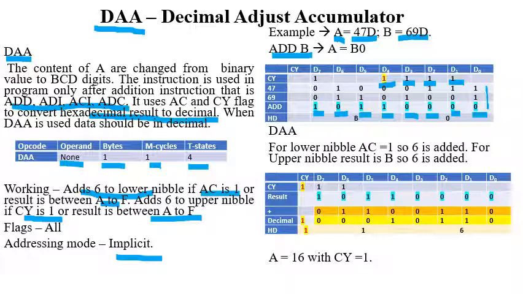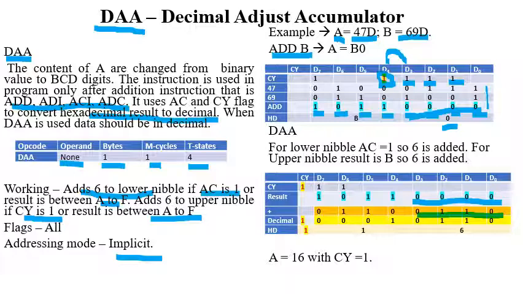Now we can see the result of lower nibble is 0 0 0 0, which is equal to 0. So the result is not between A to F, but a carry is generated from D3 to D4. That means auxiliary carry flag is 1. So we have to add 6 to the lower nibble. The lower nibble is 0 0 0 0 and you have to add 6 to this lower nibble.